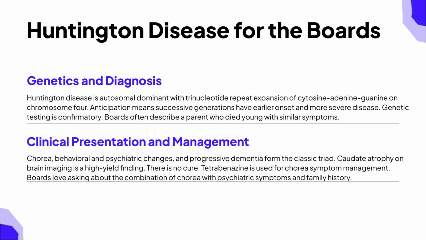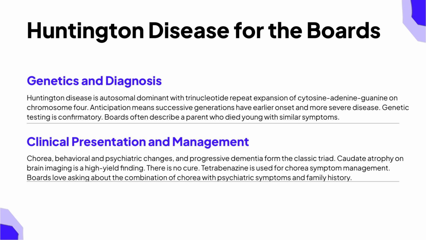Now let us cover Huntington disease for the boards. On the genetics and diagnosis side, Huntington disease is autosomal dominant with a trinucleotide repeat expansion of cytosine adenine guanine on chromosome 4. Anticipation means that successive generations have earlier onset and more severe disease. Genetic testing is confirmatory. The boards often describe a parent who died young with similar symptoms, which is your clue for autosomal dominant inheritance.